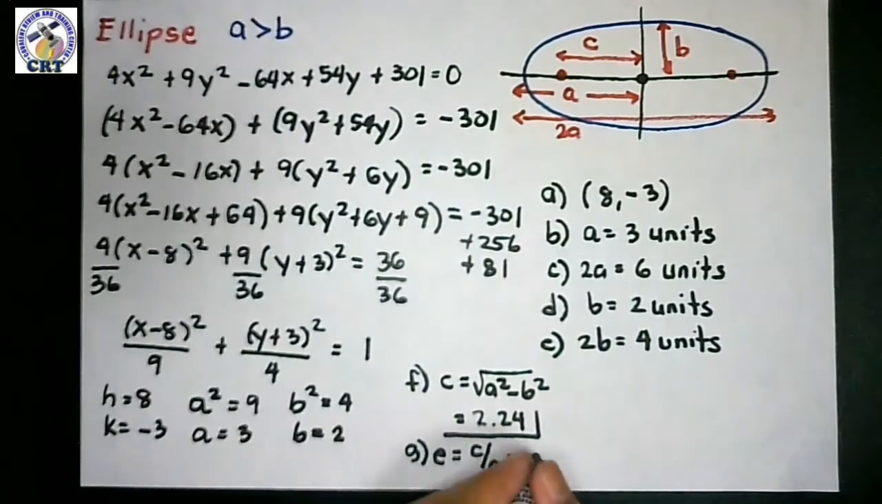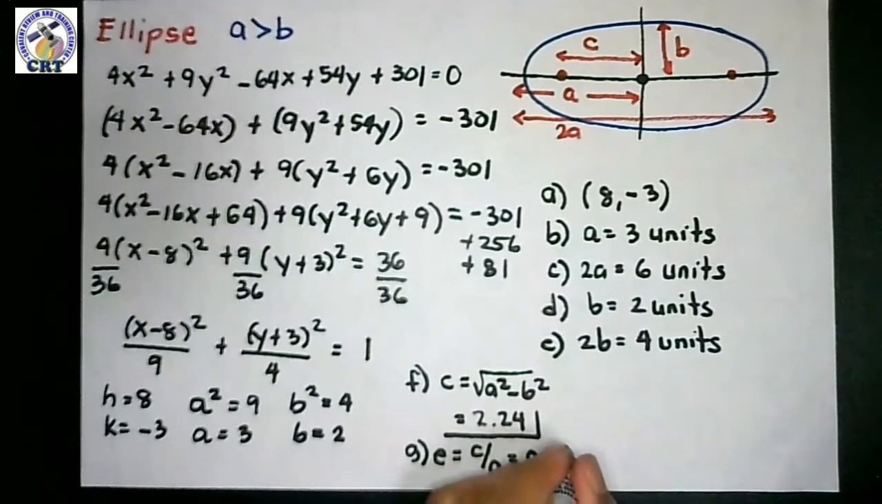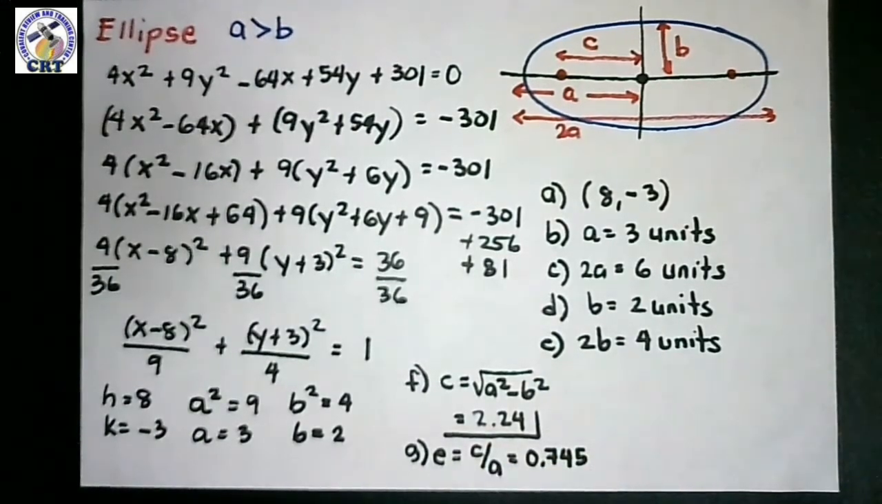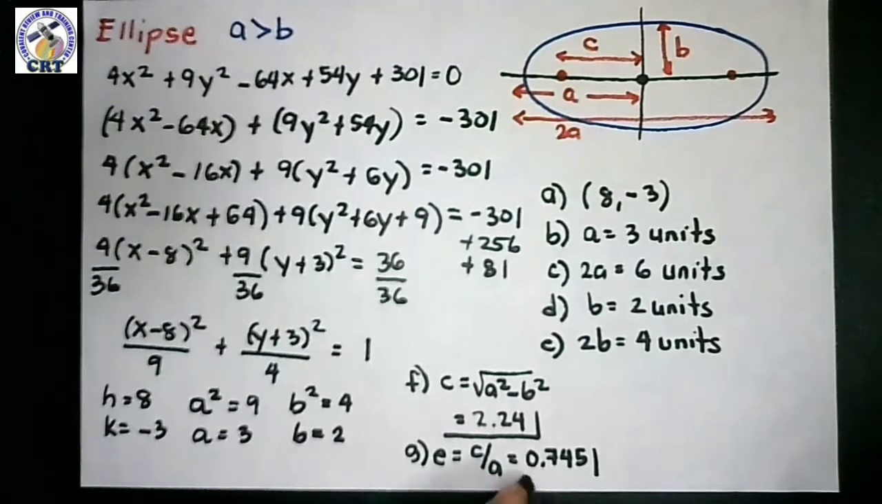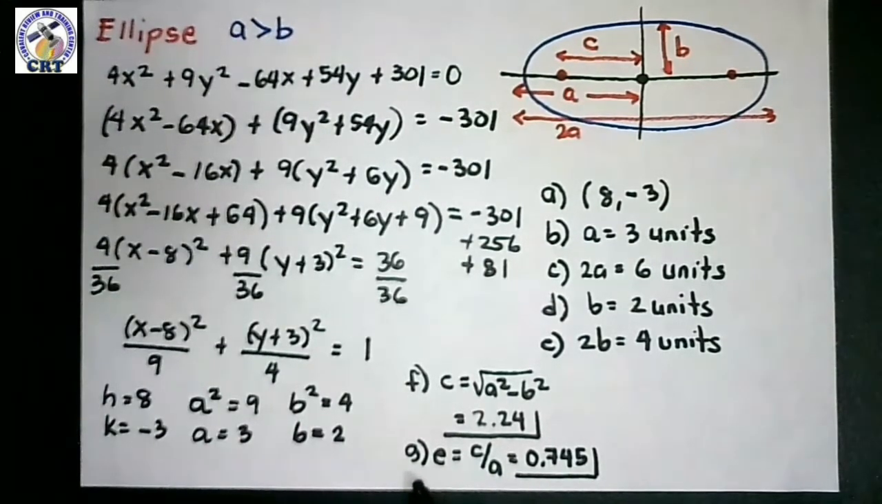Our answer, 0.745. Yan, 3 decimal places. Yan. So, ito yung letter G, eccentricity.